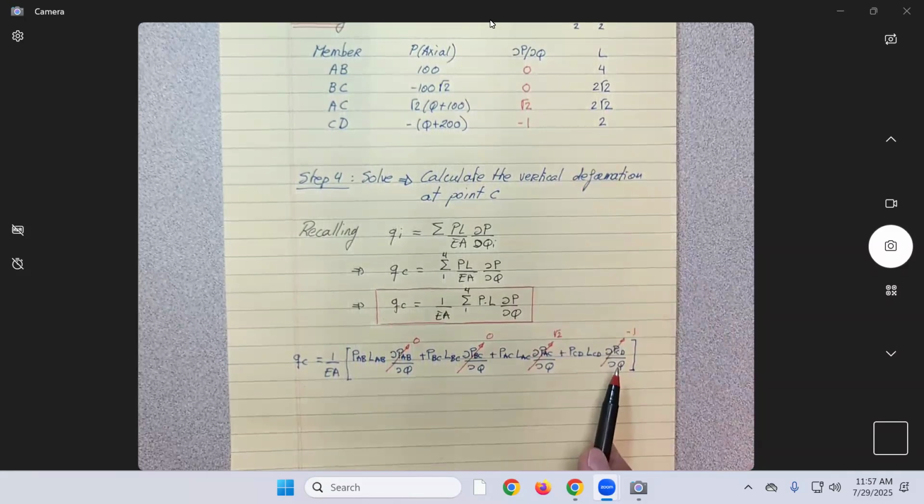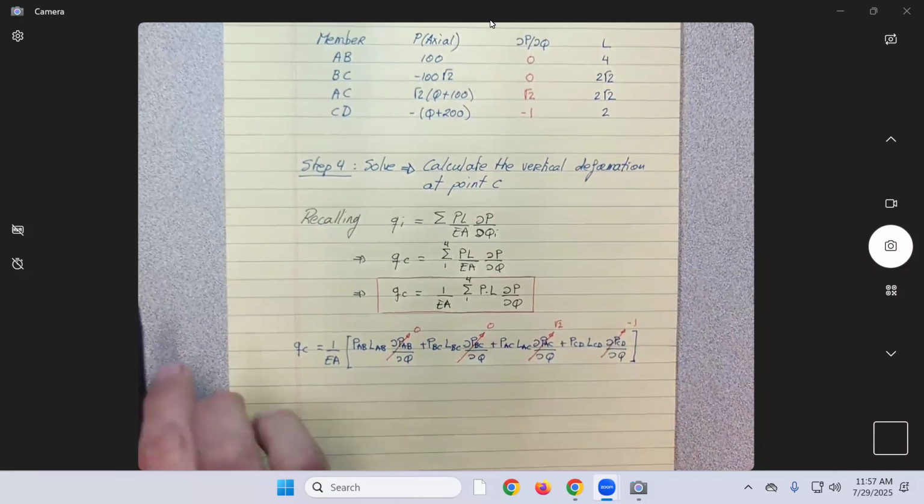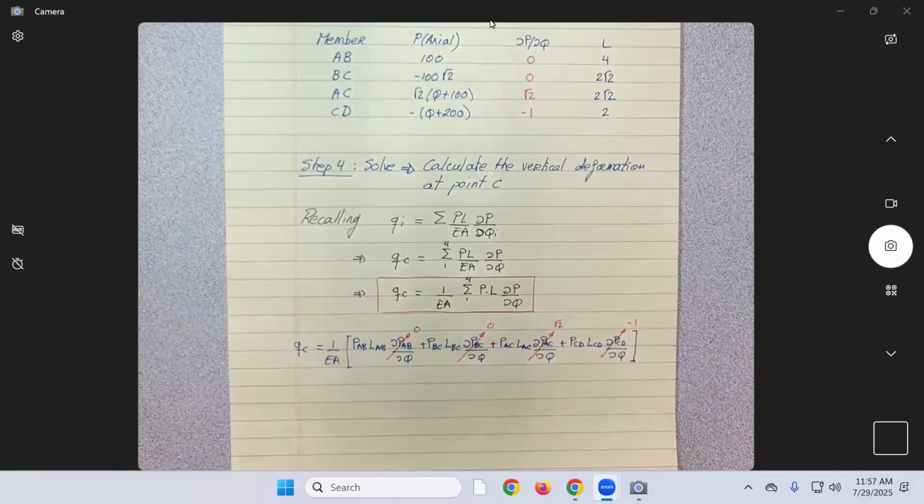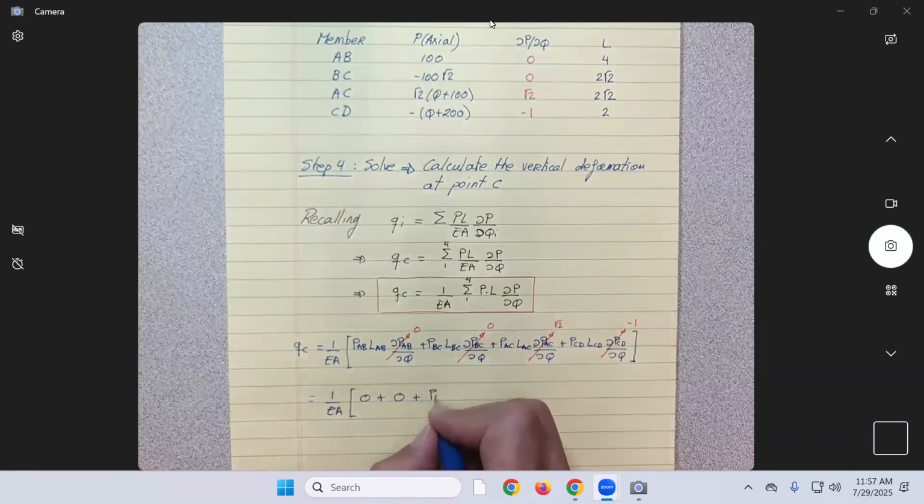Okay, so we can go and substitute. Maybe let's do this in 2 steps. So this will give us 1 over EA. This would be 0. So let me write over here, 0 plus 0 plus PAC times what?